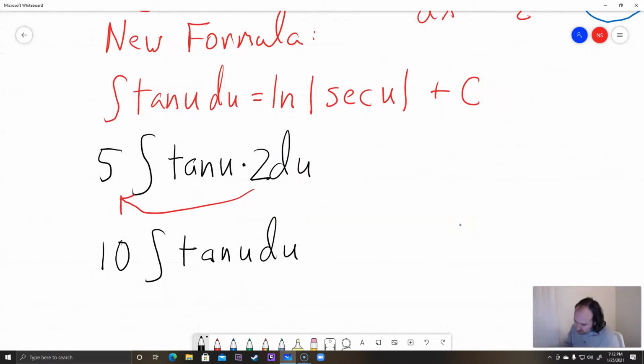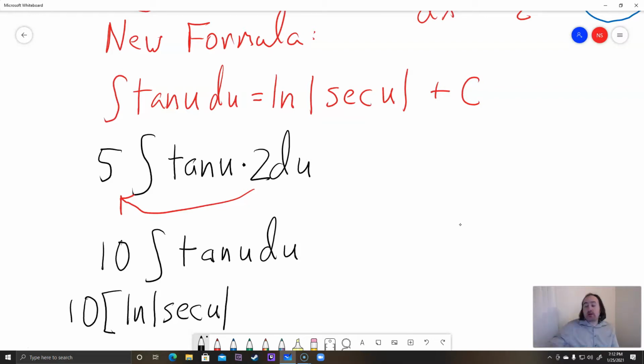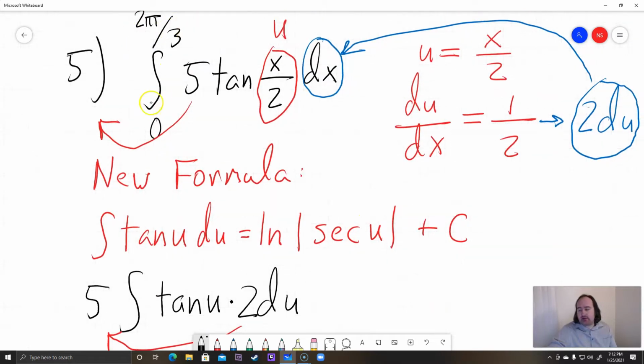But we still have a 10 out front, so it's going to be 10 times natural log of absolute value of secant of u. But I'm not going to write a plus c. Now, why am I not going to write a plus c? Well, remember, you only write plus c if it's an indefinite integral. This one is actually a definite integral because we have numbers here.